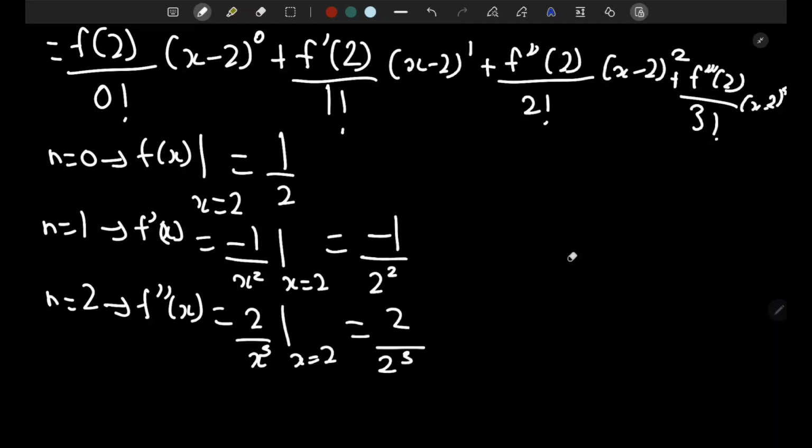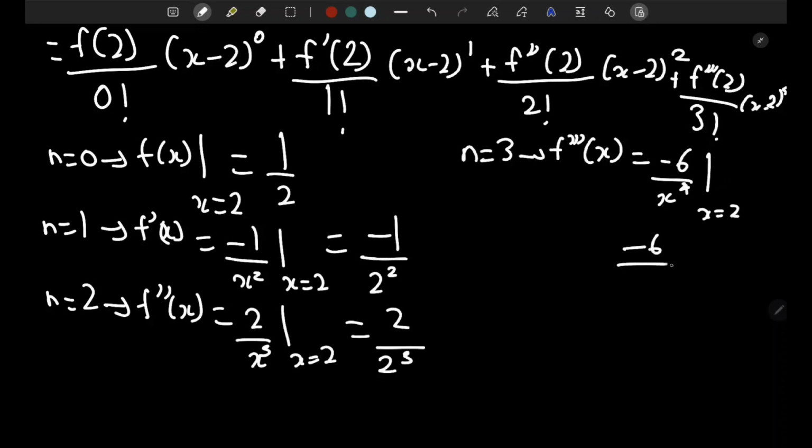So now when n is equal to 3, I'm going to write it over here since I don't have that much space. We have f triple prime of x here, and f triple prime is going to be negative 6 over x to the power of 4, which is evaluated at x is equal to 2, so we'll get negative 6 over 2 to the power of 4.